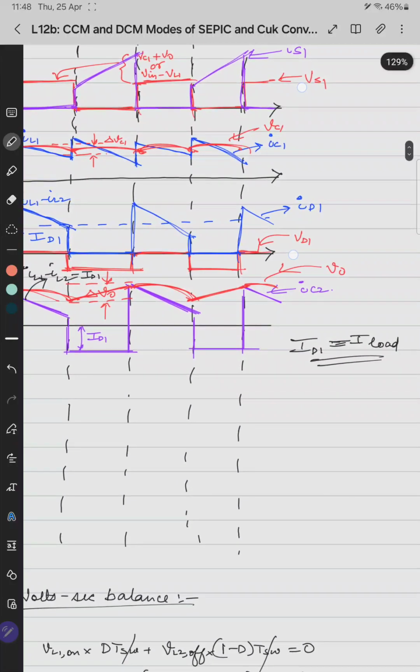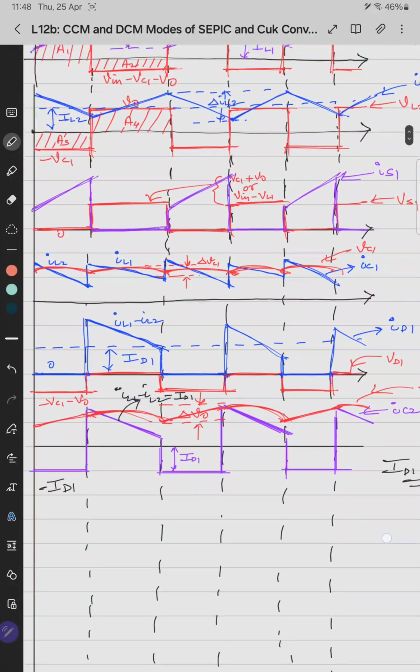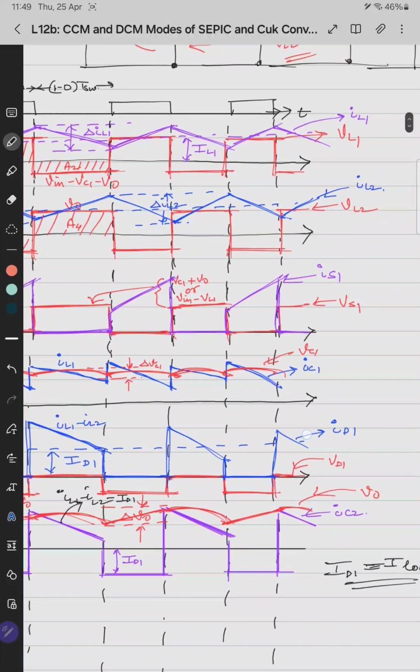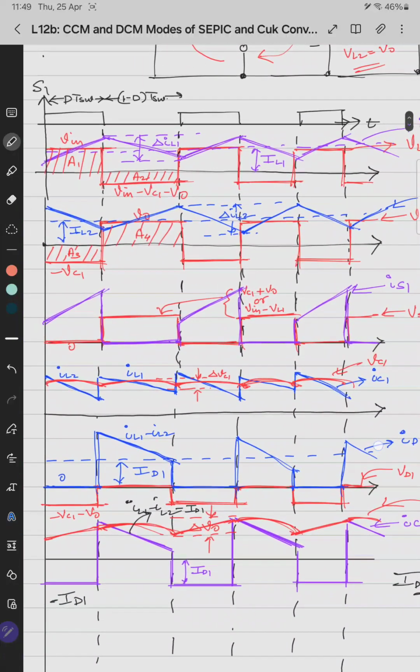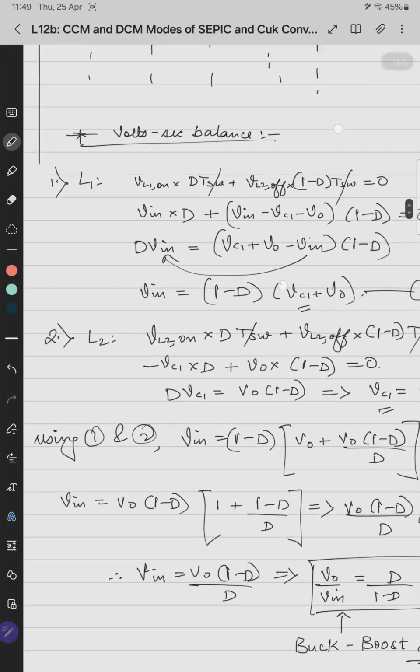Now here, IL2 and IL1 are there. As per our analysis, the waveform of IL2 should be reversed, which means a negative sign should be applied to it. This was based on our analysis.